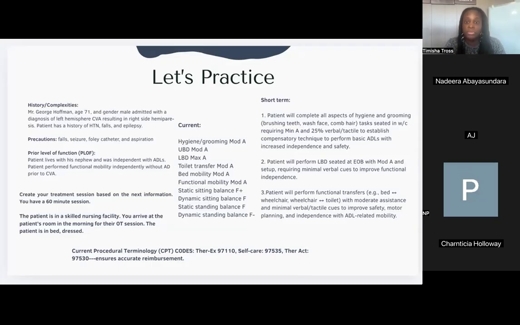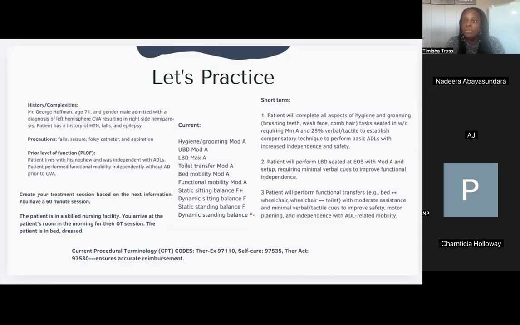Hygiene and grooming, mod assist. Upper body dressing is mod assist. Lower body dressing is max assist. Toilet transfer is mod. Functional mobility is mod. Bed mobility is mod. Static sitting balance is fair plus. Dynamic is fair. Static standing is fair. And dynamic standing balance is fair minus.